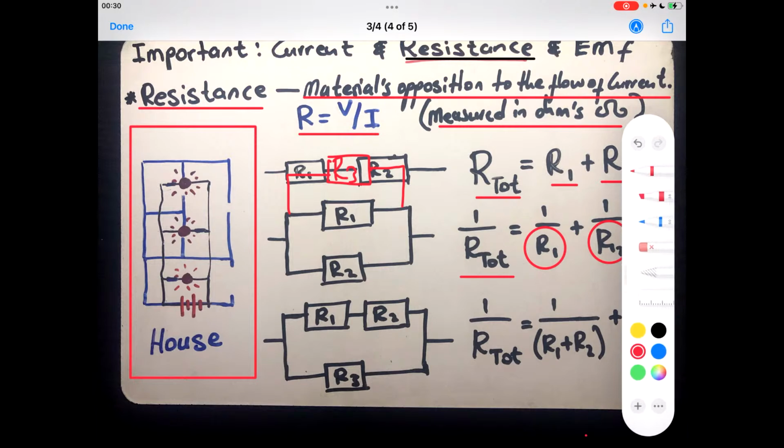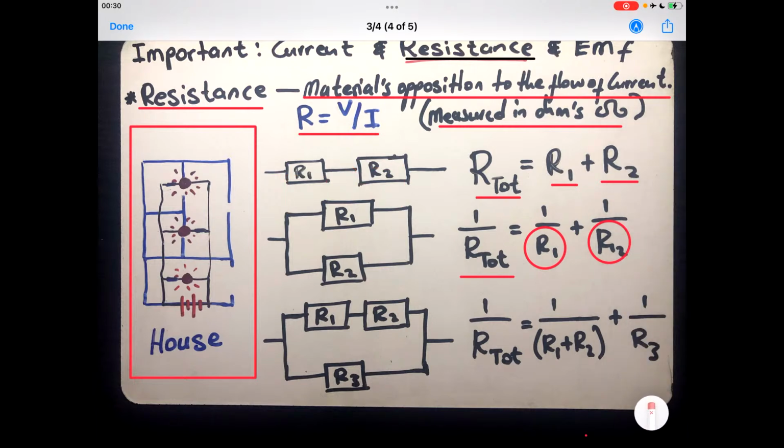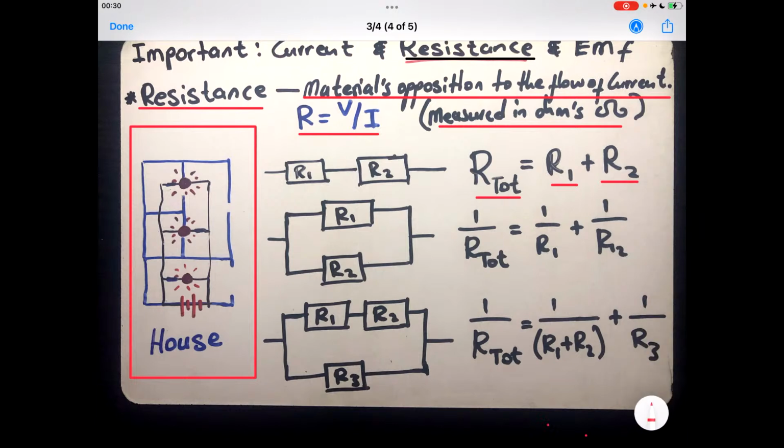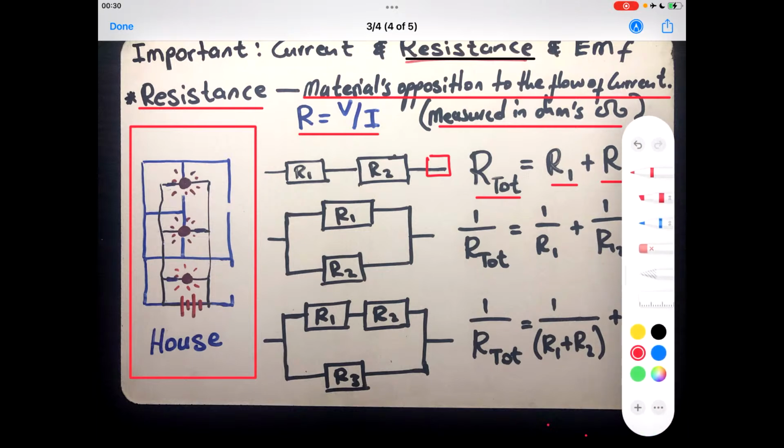The same applies to a series connection. If we had R3 there, you are still going to add R3 there. Just remember that, honorable members.